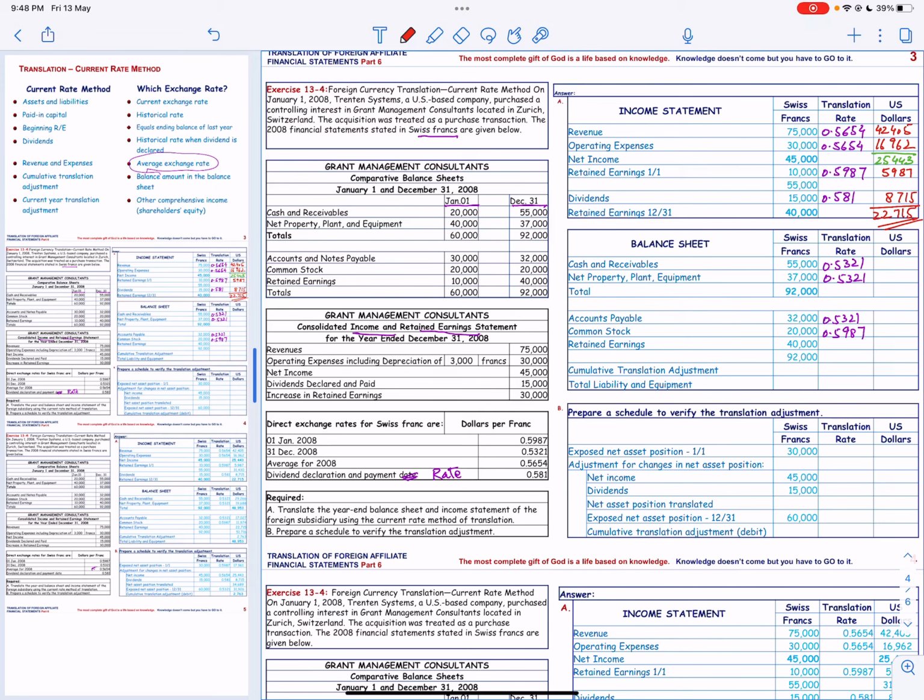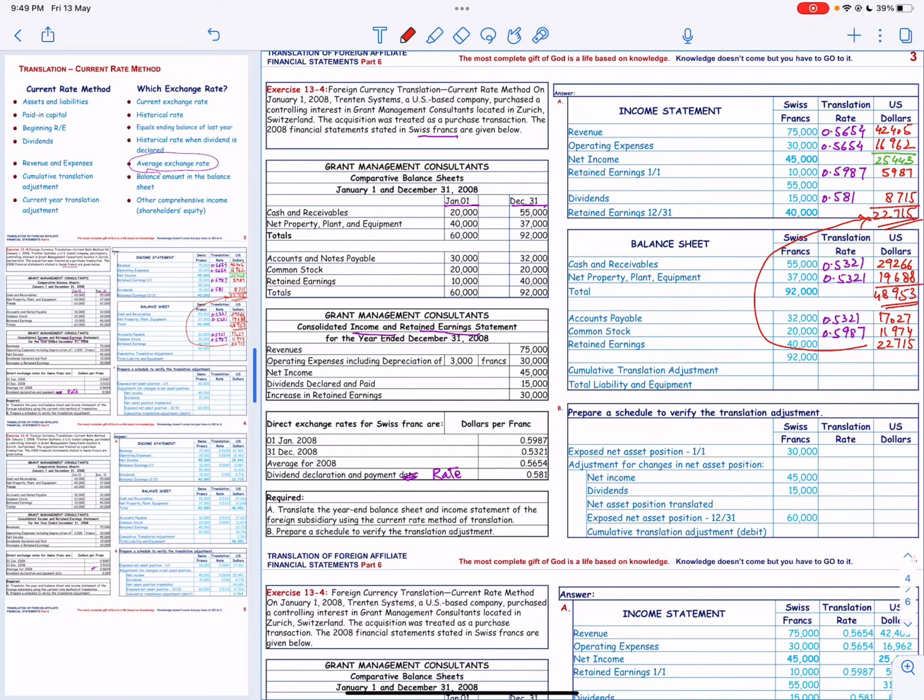So cash and receivables after translation will be 29,266 US dollars, 19,688 US dollars, and the total will be 48,953. Accounts payable will be 17,027. Common stock will be 11,974. Retained earning will be 22,715, as we have calculated just now.